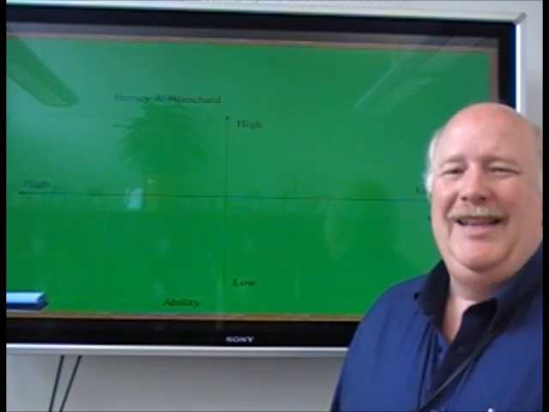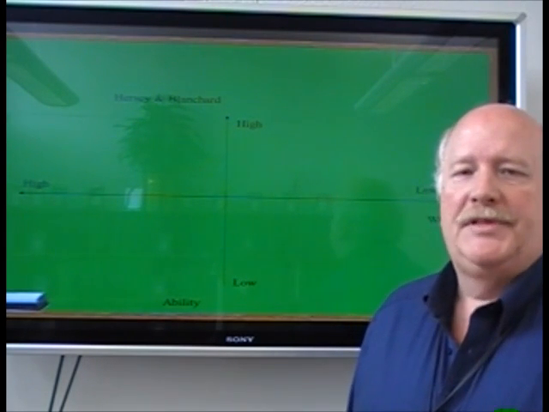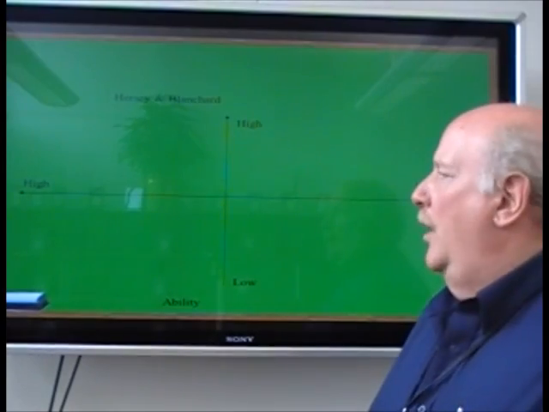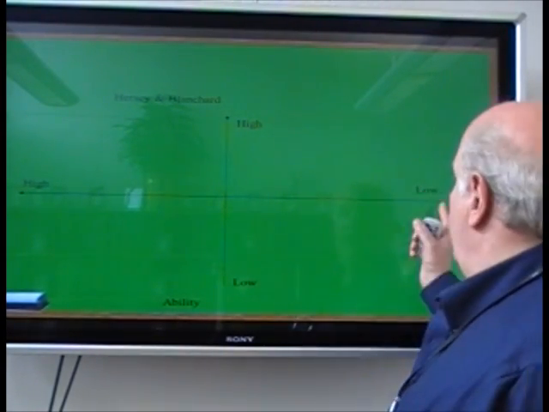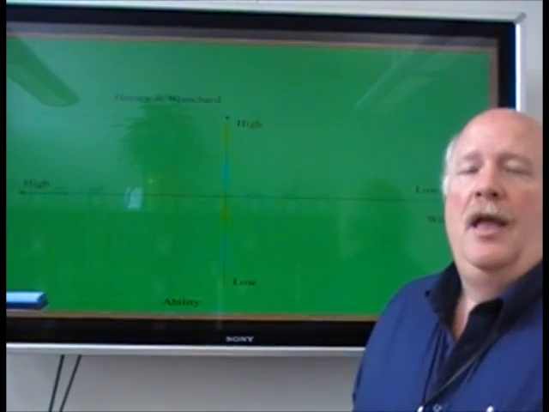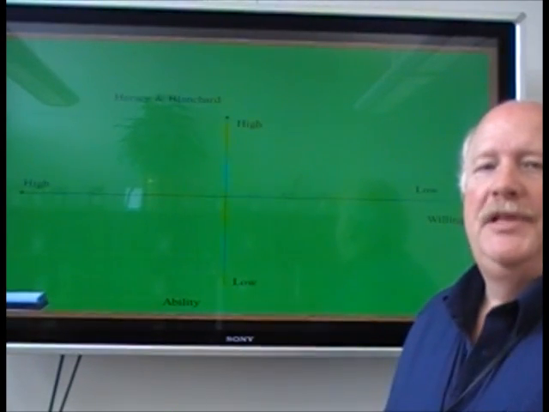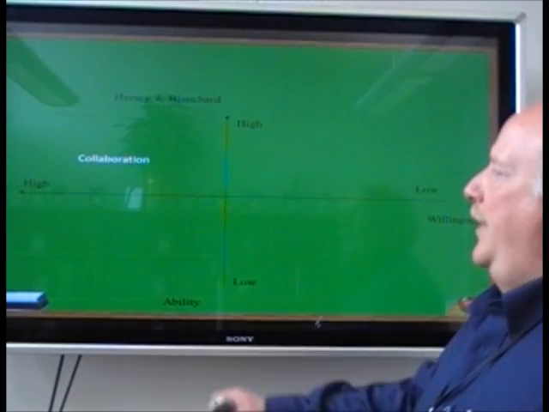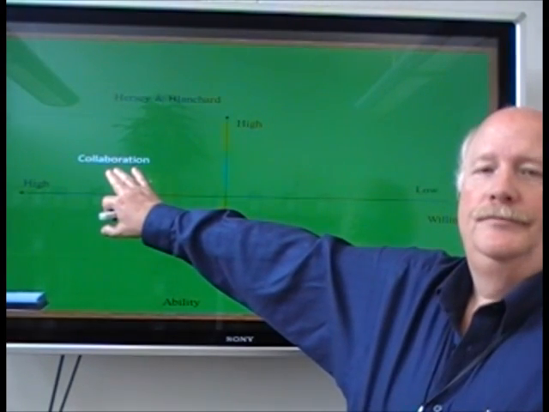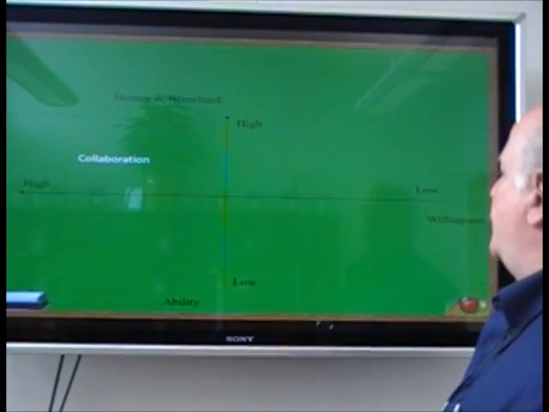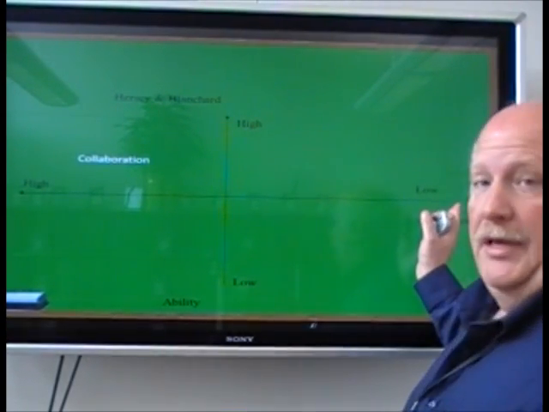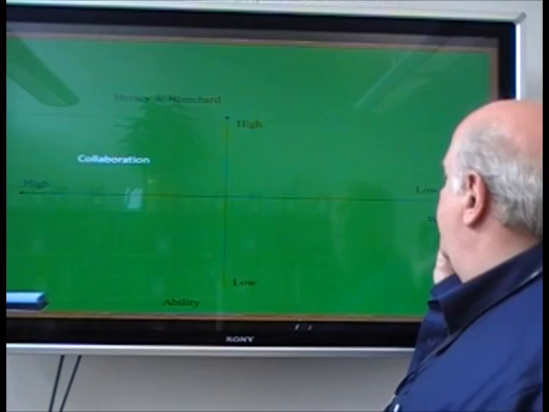So we look at any given situation where we're working with somebody, and we ask, what is their level of willingness and what's their level of ability? If their willingness and their ability are both high, according to Hersey and Blanchard, the way we work with them is collaboratively. Makes sense?